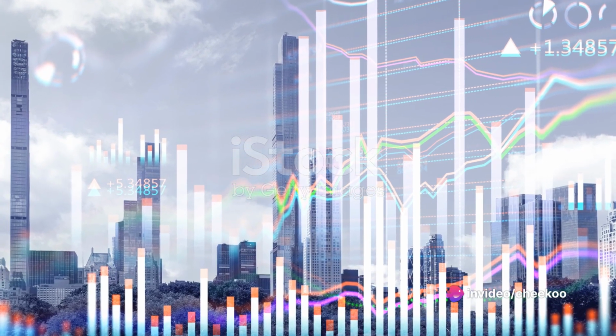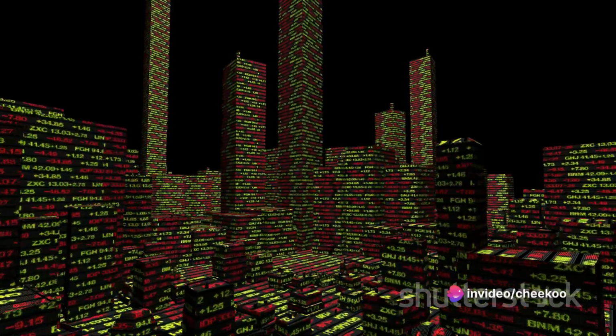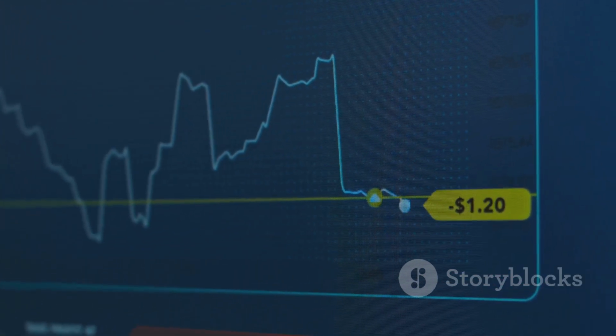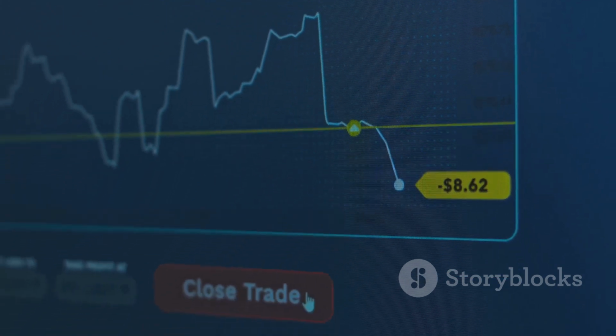Therefore, understanding these candlestick patterns is essential in the world of trading. It's a language that, once mastered, can open doors to predicting market trends and making strategic trading decisions.